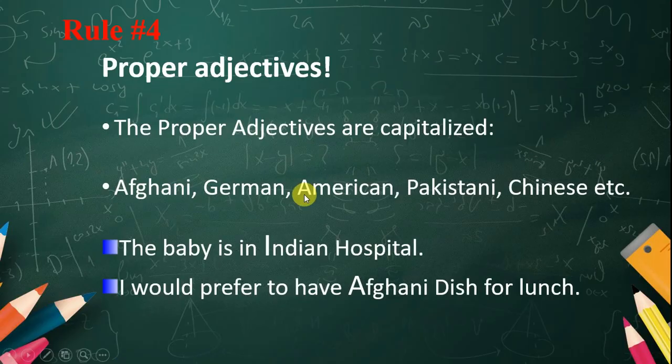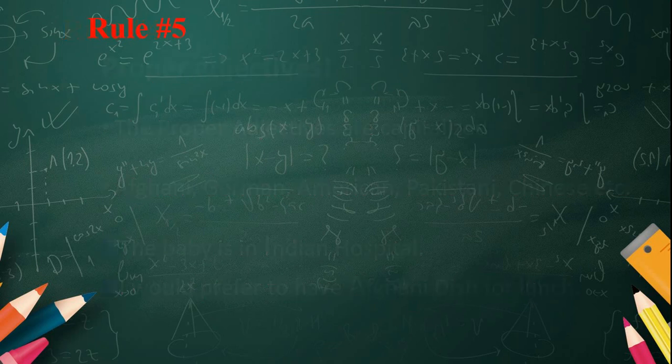Now you see Afghani, German, American, Pakistani, Chinese, etc. They are written with capital letters because they are proper adjectives. The baby is in Indian hospital. See, now Indian is a proper adjective, right? So that's why it is written with a capital letter. I would prefer to have Afghani dish for lunch. Now Afghani is a proper adjective, so that's why it's written with a capital letter. Dish is related to Afghani, so that's also written with a capital letter. We'll explain this inshallah later on. That was rule number 4.